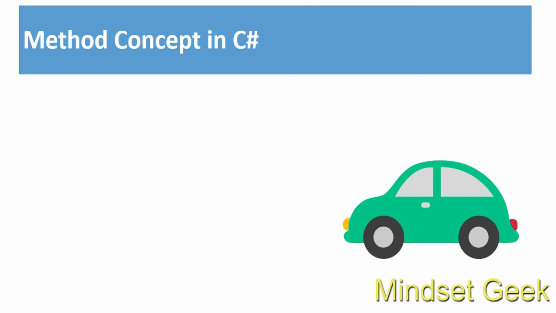Today's lesson is the method concept in C Sharp. In this lesson I want to explain what a method is in C Sharp. Actually, this method concept is not only for C Sharp, right? It exists in other programming languages as well. You can get the idea behind method, right?